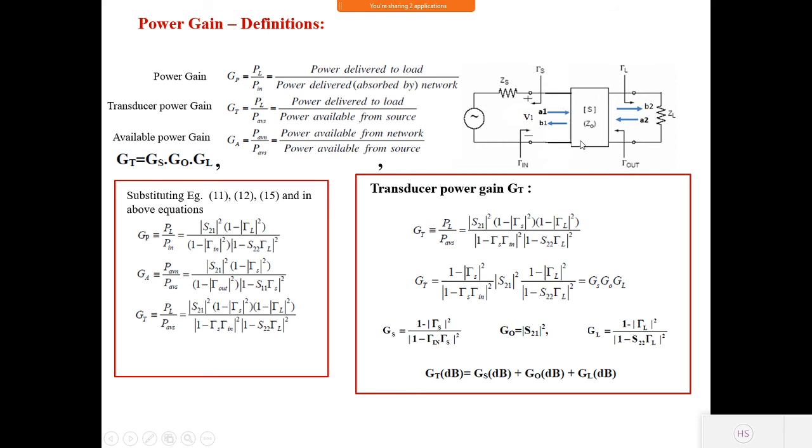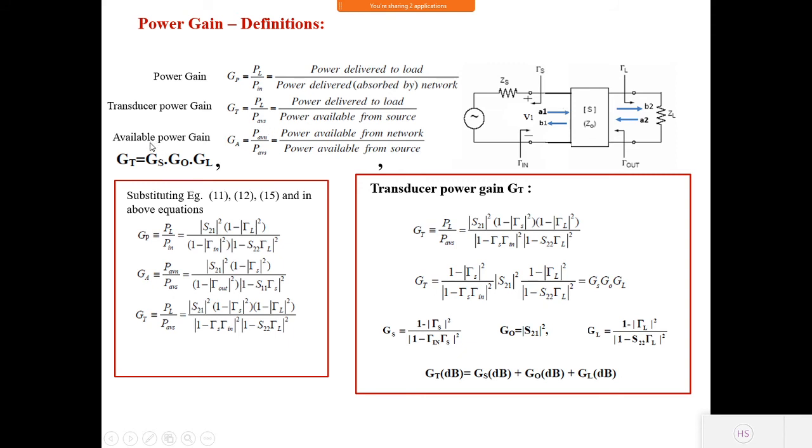Even if you send maximum power to this network, what is the actual power delivered to this load ZL? That is PL divided by PAVS. Here we have taken the load power without a matched condition, but the input power under matched condition, PAVS. PL divided by PAVS is the power delivered to the load over the power available from the source. So PL divided by PAVS is the transducer power gain. In most of the cases, we concentrate on this transducer power gain.